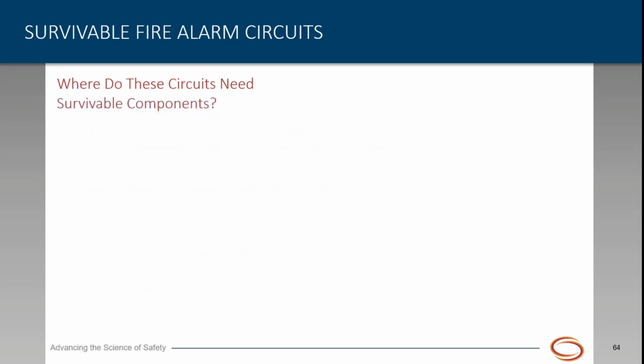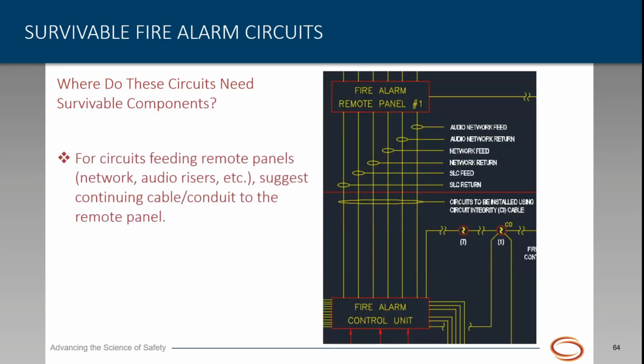Now, for circuits feeding remote panels like network or audio riser, SLC connections to power supplies, etc., I suggest continuing the survivable cable or conduit all the way to the remote panel. So in this case, from the fire alarm control unit up to that remote panel, that would all be in CI cable. Now, in reality, there's nothing wrong with terminating the survivable cable after entering the notification zone, transitioning to normal cable, and continuing to the control unit.